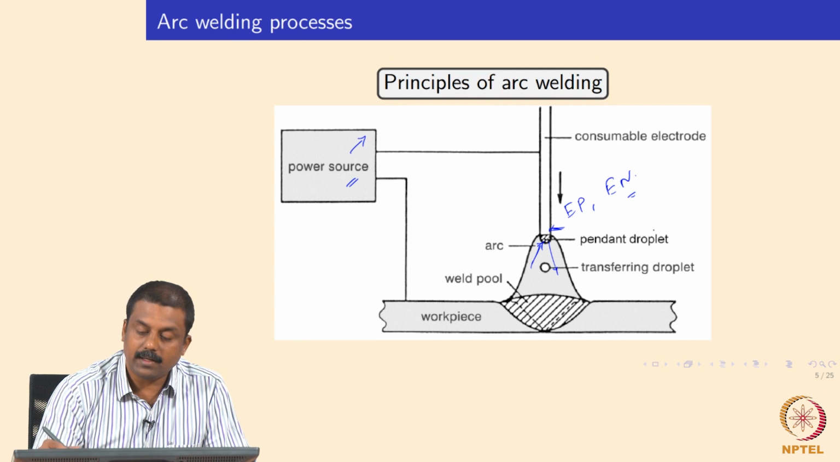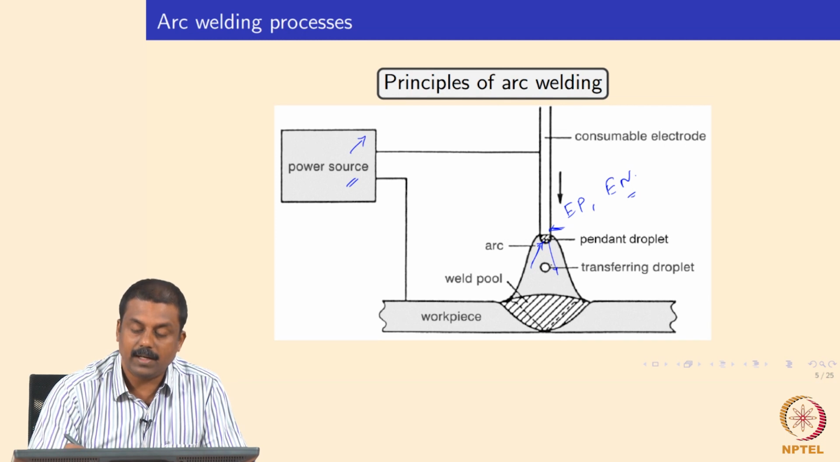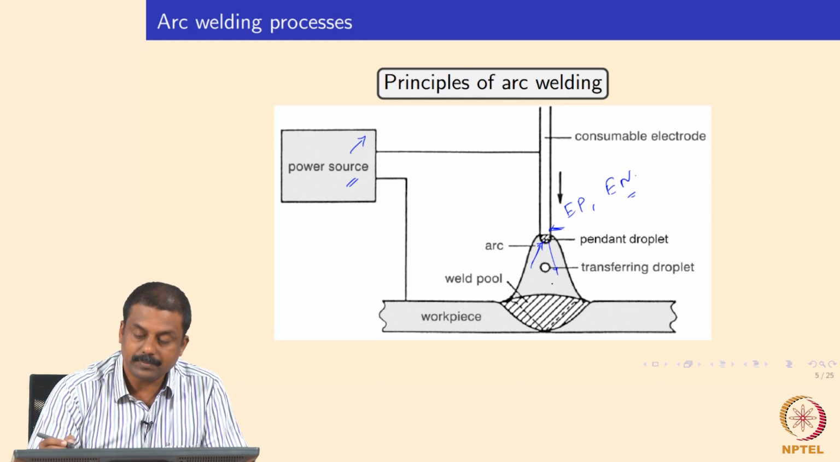Based on your current characteristics, you will also change the droplet shape. As already explained, when you have a low current mode, you will be transferring the droplets in globular mode, and by increasing current, the diameter of the droplet which is transferred decreases, and you will end up transferring in spray mode from the electrode tip to the workpiece.